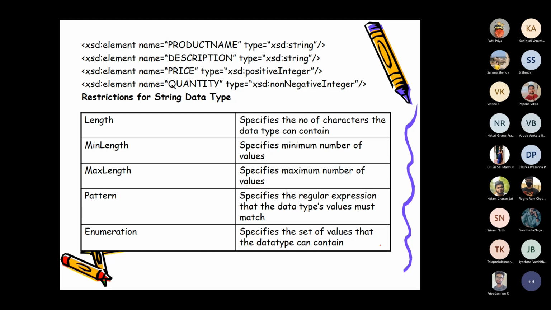Okay. Now, when we were talking about advantages of XML schema definition language, we said you can also put restrictions on the data type. That means content, how long it should be, and all those things. So various restrictions you can put. One is length, second one is min length, third one is max length, fourth one is pattern, and fifth one is enumeration.